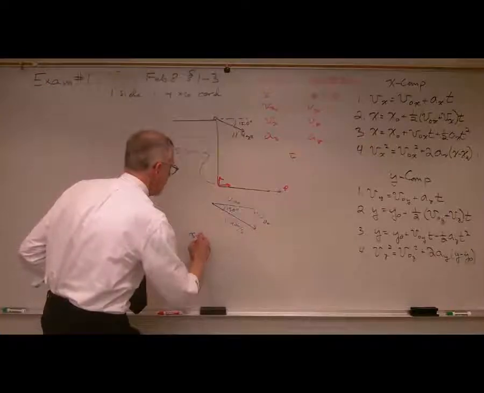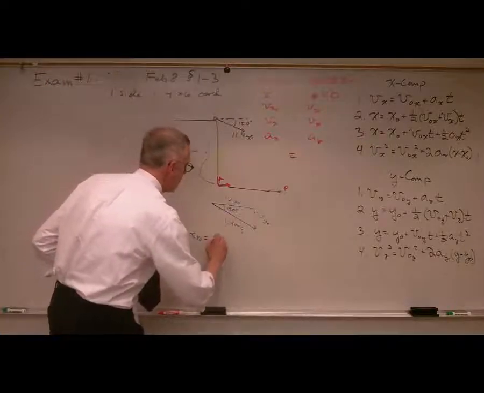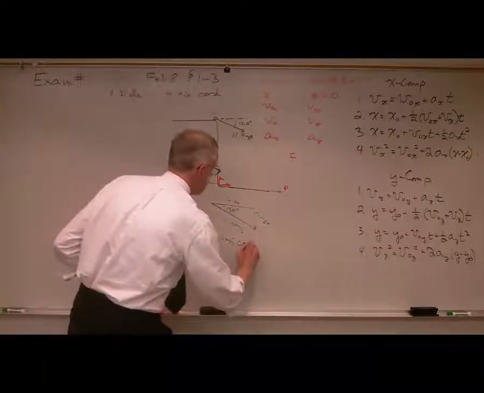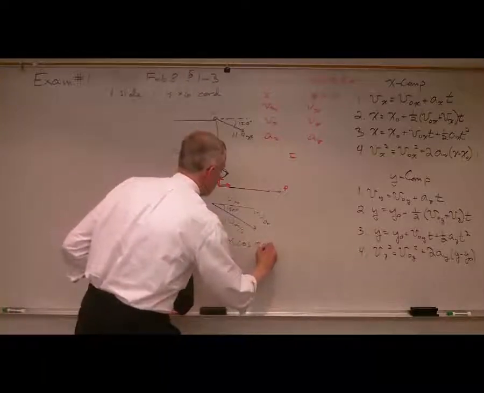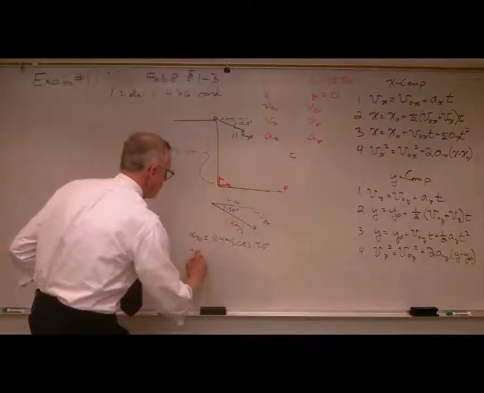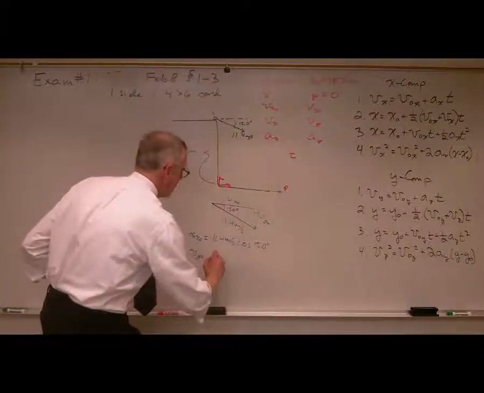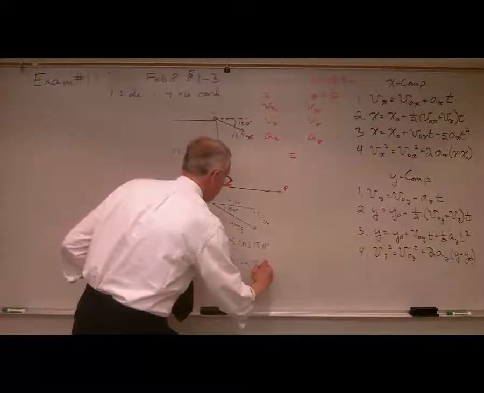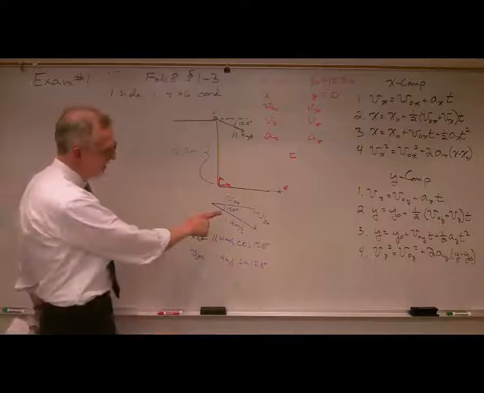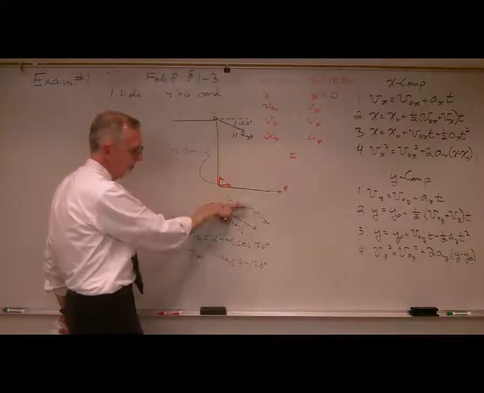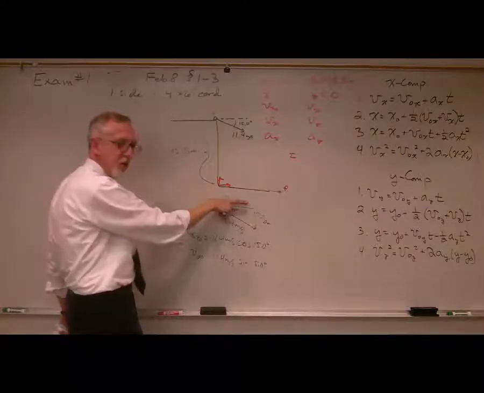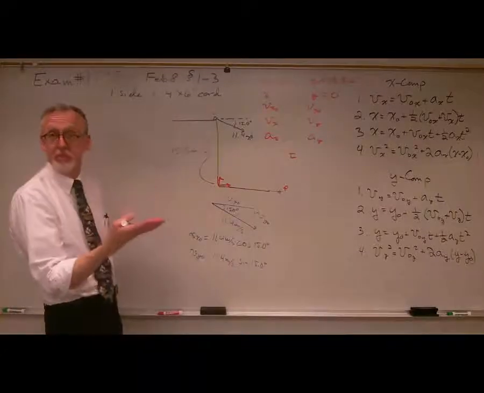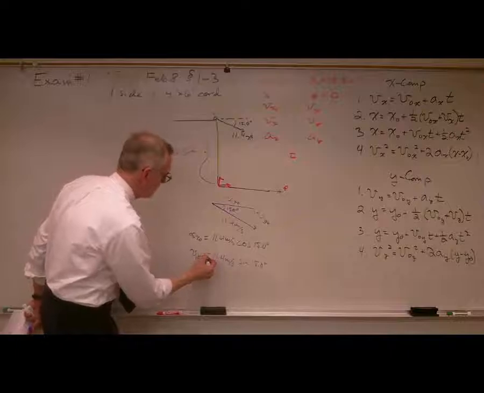So we'll have Vx naught equals 11.4 meters per second. The adjacent side is cosine 15 degrees. While the y component, Vy naught, that's the opposite side. That'll be 11.4 meters per second sine 15 degrees. But let's notice the vector points to the right, so the x component will be positive, but it points down, so the y component will be negative.